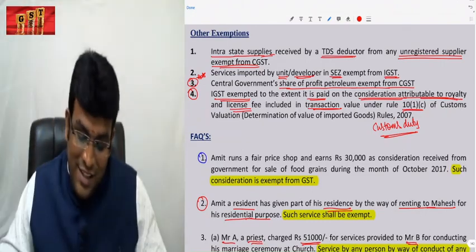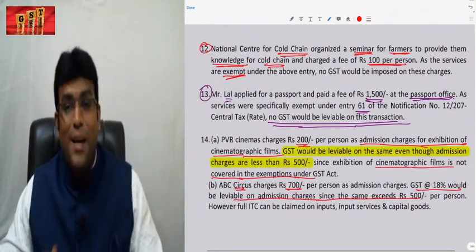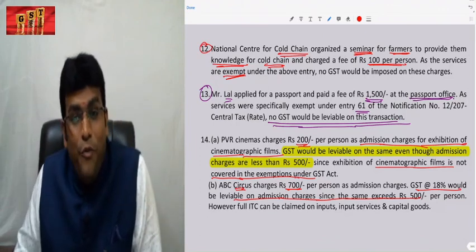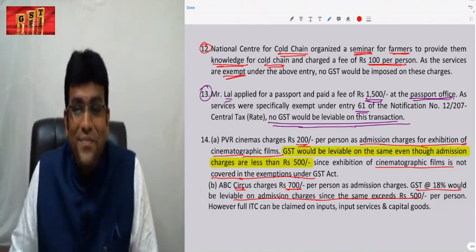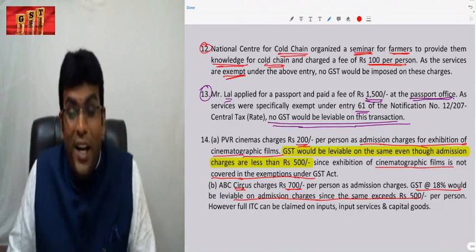Clear, friends? That's it. This is the story of this wonderful topic called exemptions. High possibility, generally a question keeps coming in the exam for 4 to 6 to 8 marks. Clear? Done. We will stop here and take the balance forward in the next session.